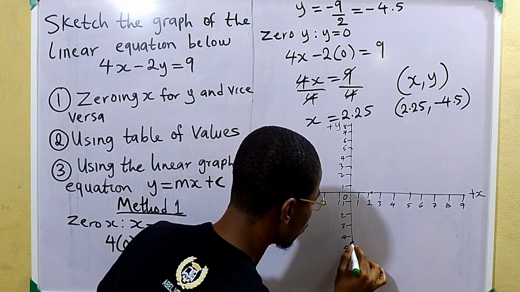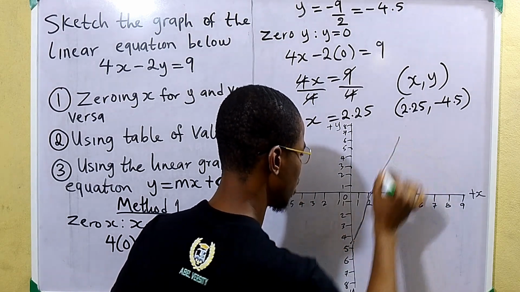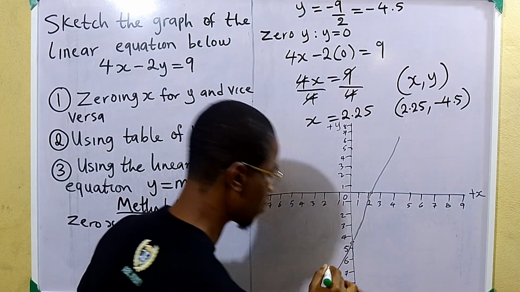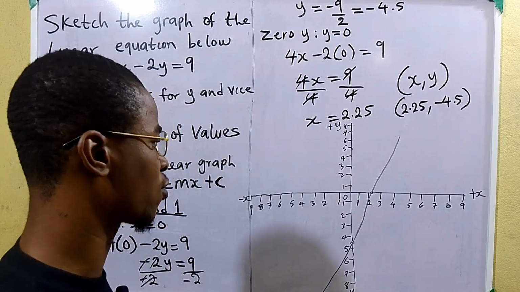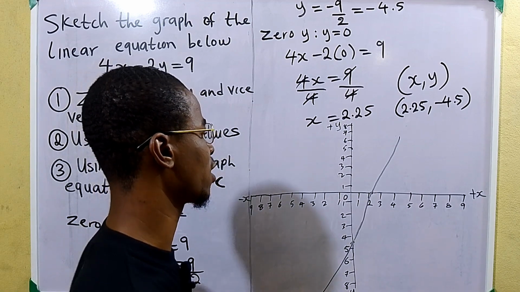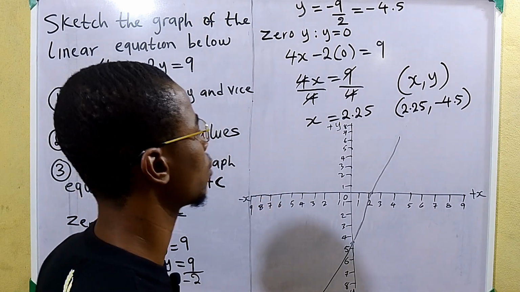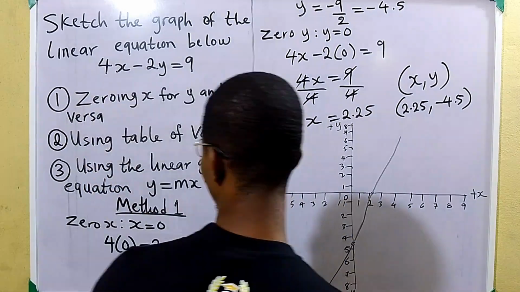So all we have to do is to join them together. This might not be 100% accurate, but this is your straight line. If you plot this on your graph sheet, it will be 100% accurate. So this is how you use method 1. So let's dive into method 2.